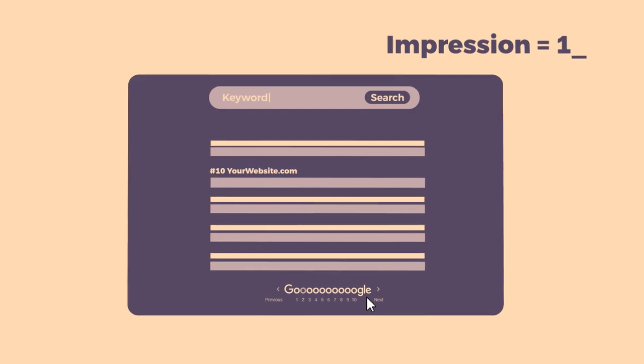Now, if you're on page 2, you don't get an impression unless they actually change the page to page 2, and then they load a page or search result with your keyword on it.